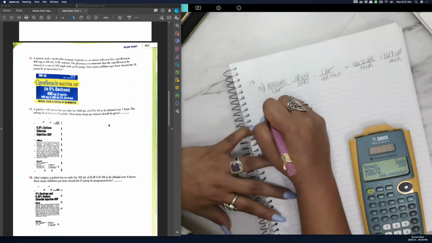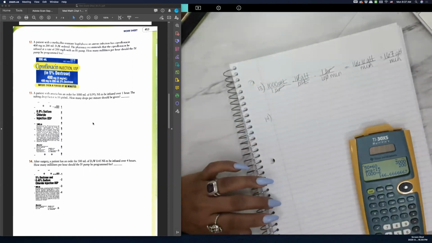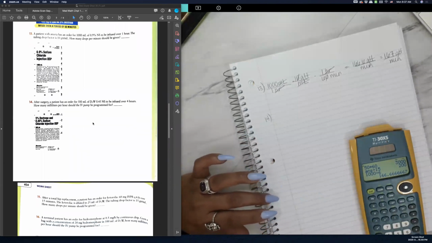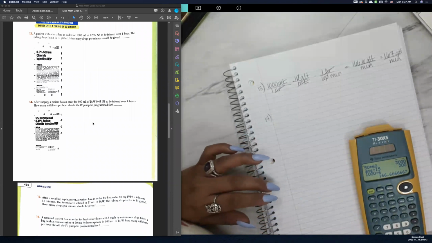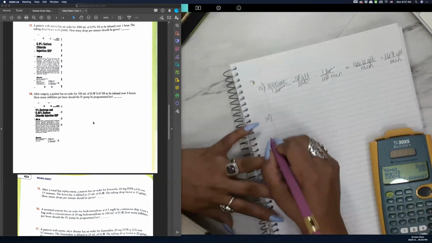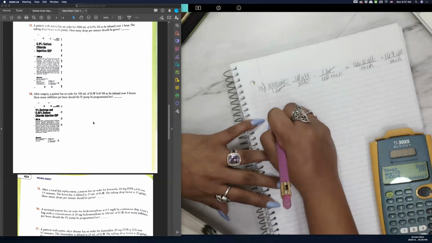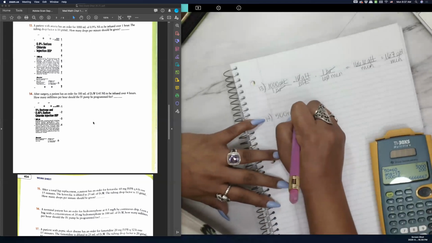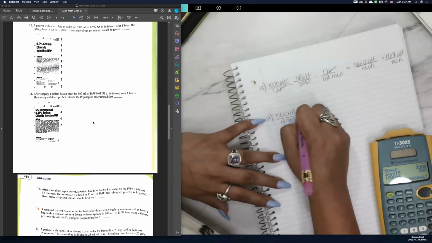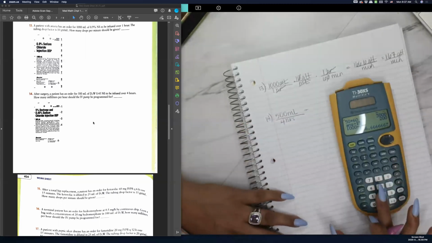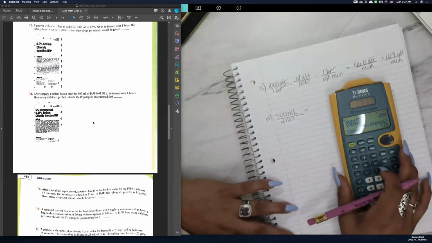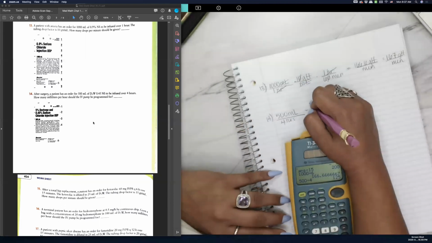Okay, 14. After surgery, a patient has an order for 500 milliliters of D5W 0.45 NS to be infused over 4 hours. How many milliliters per hour? So again, our volume is 500 milliliters. Our infused time frame is 4 hours. So we're just going to take 500 divided by 4, and that's 125 milliliters per hour.